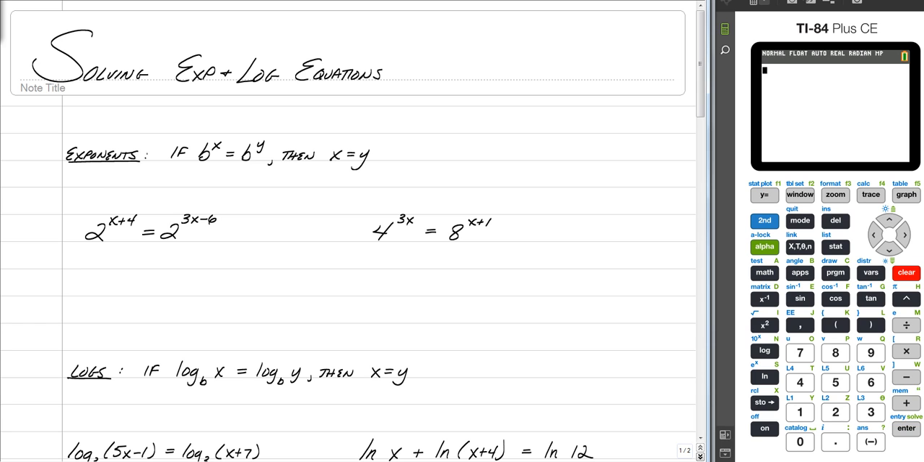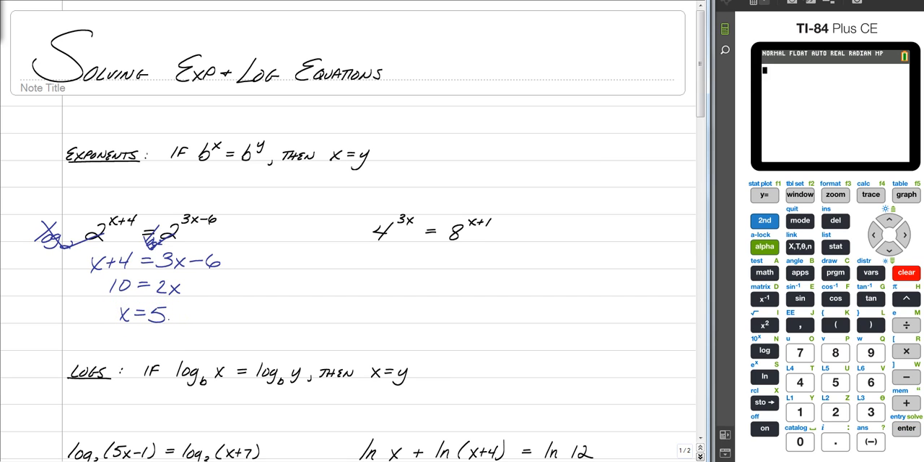Now I want to show you why that works, just so you know mathematically why we can do that. If you take log base 2 of both sides, remember those are inverses, so those are going to cancel. And that's what's going to leave us with x plus 4 is equal to 3x minus 6. And then, of course, you're just going to solve. So we're going to subtract x from both sides and have 2x, and add 6 to the other side, is equal to 10. So x is equal to 5.